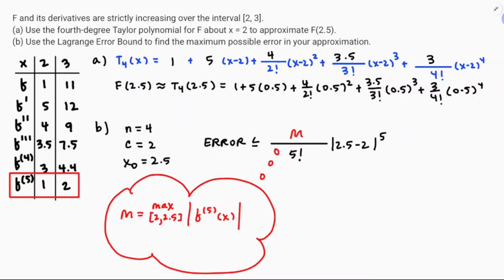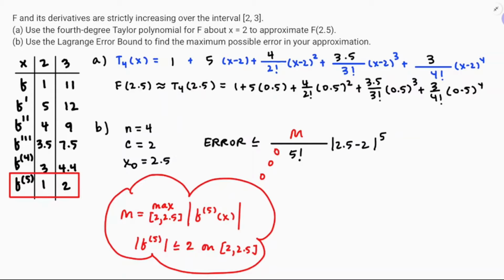So I know that the absolute value of f's fifth derivative, because f's fifth derivative is always positive on that interval, has got to be less than or equal to 2 on the interval 2 to 2.5, because it's less than or equal to 2 on the interval 2 to 3. Whoops, I wrote that wrong. 2 up to 2.5. There we go.